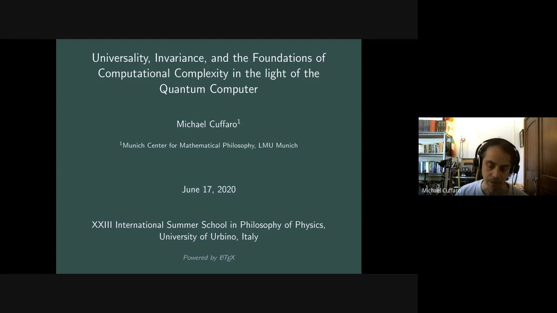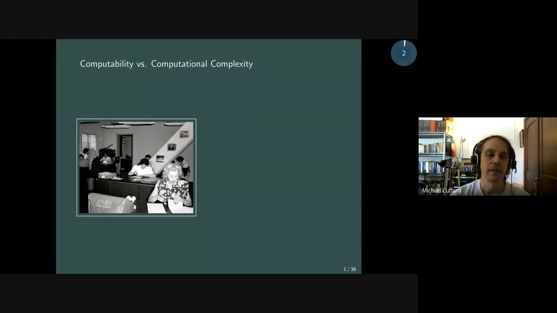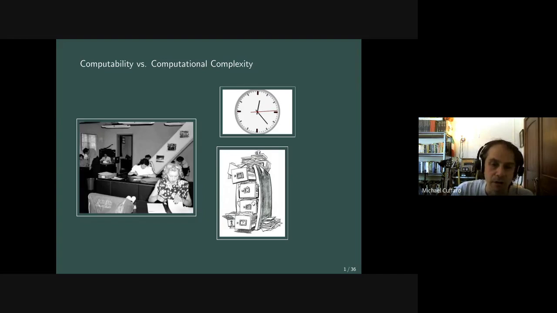So, unlike computability theory, which focuses on the problems that can be computed in principle, as we saw yesterday, computational complexity theory focuses on the problems that can be computable given that we have various resource constraints. So typically these are going to be in terms of time and space. And for the purpose of this talk, I'll be focusing generally on time, which is the more important measure.